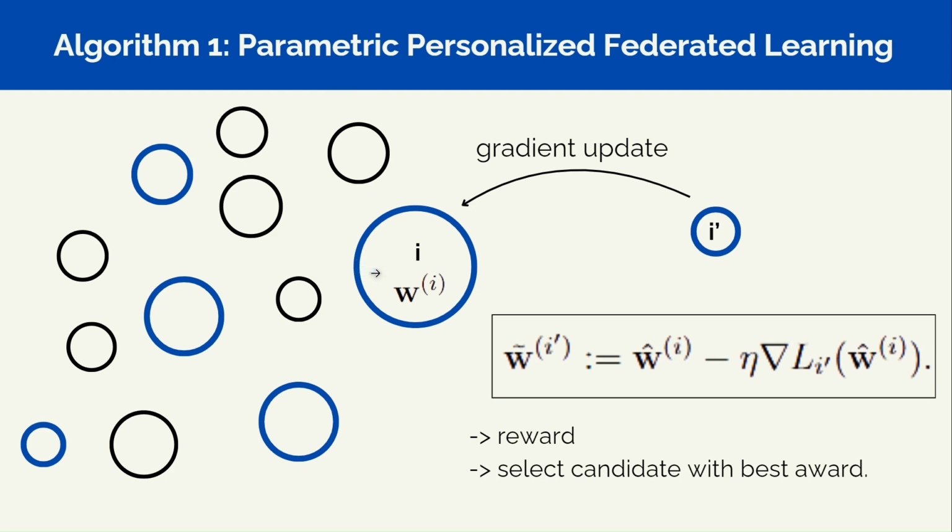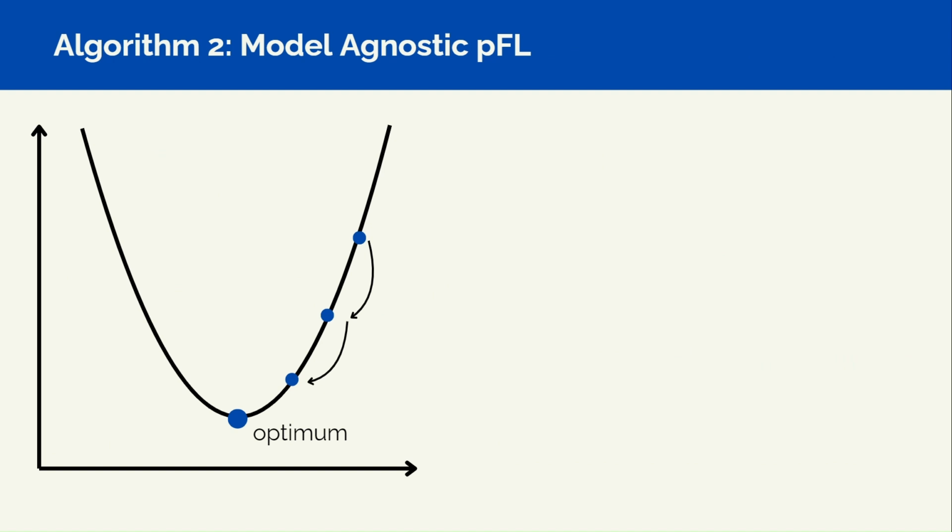And this is for one iteration. We do this many times until the model converges. So that's basically the first algorithm.